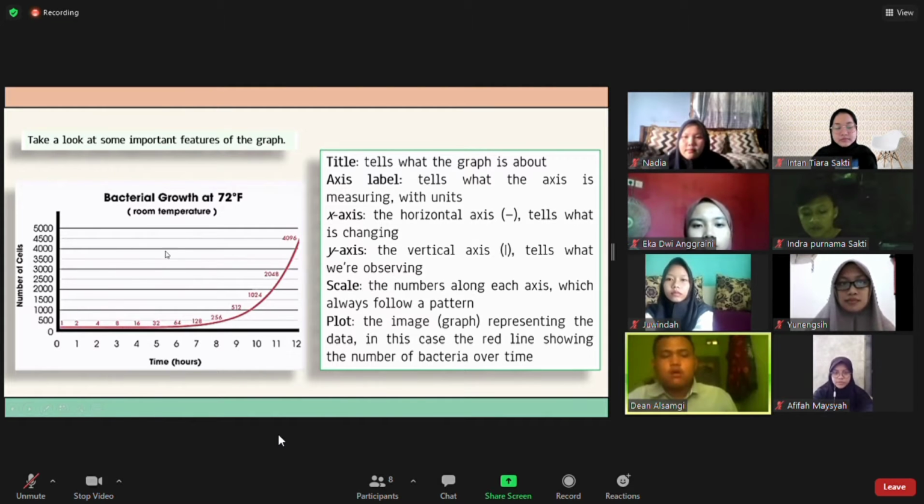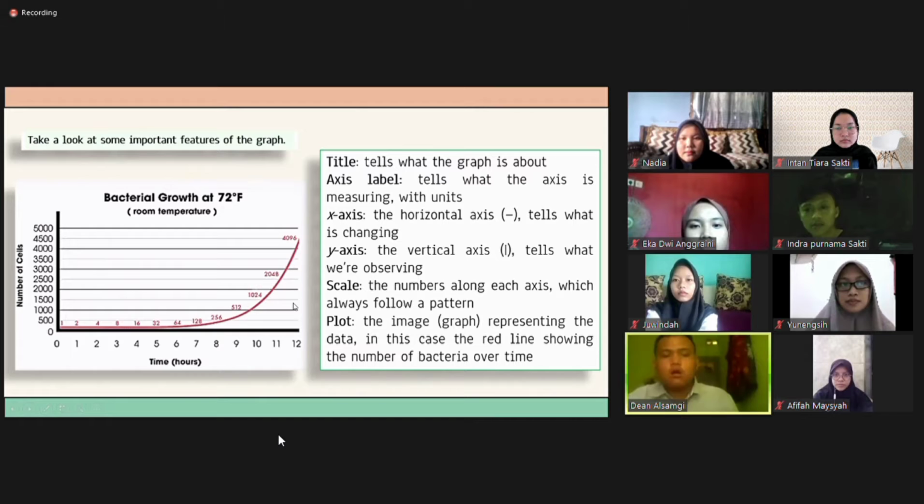First, before we look at the graph of bacteria, we will explain the essential parts of the graph. First is the title. The title tells what the graph is about. In this bacterial graph, the title is about bacterial growth at 72 degrees Fahrenheit, or room temperature. And then the axis label tells what the axis is measuring, with units.